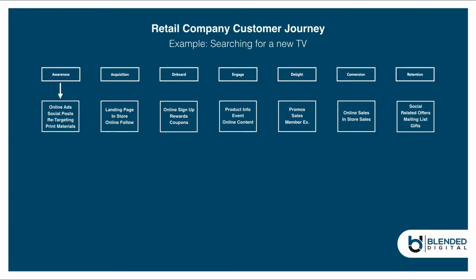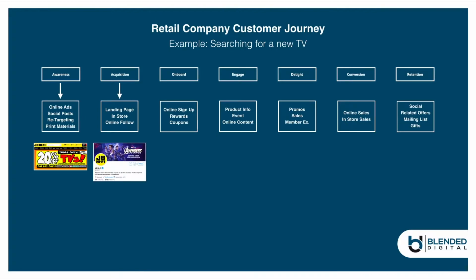The first step always is when the customer comes to you as a stranger. They're not sure exactly you've got what they want. So the first step is the awareness stage, and you make them aware doing things like online ads, social posts, retargeting, and printed materials, for example. Here we have JB Hi-Fi, for example, with an online ad. After that, if they click through and check out the online ad, you have the acquisition phase, which takes them to a landing page, or they go in store, or they do an online follow, like on a social media page, for example. And then you've got the onboarding phase.